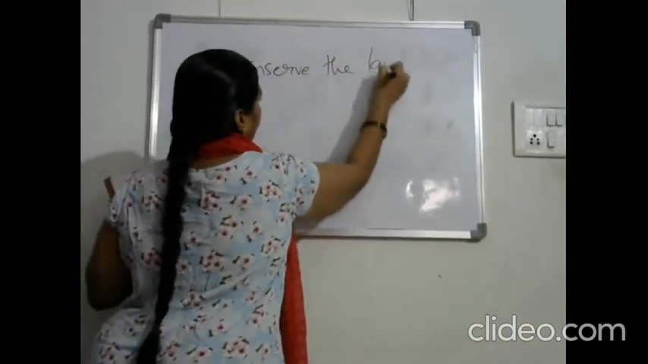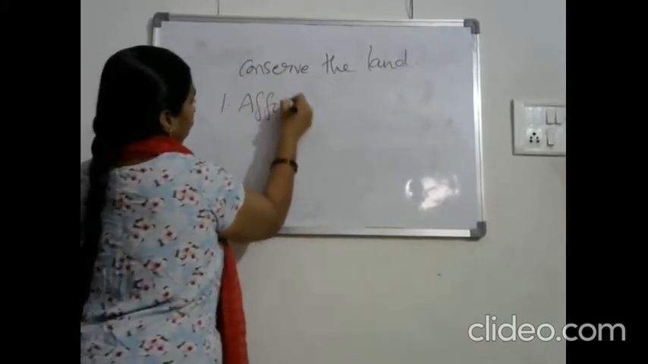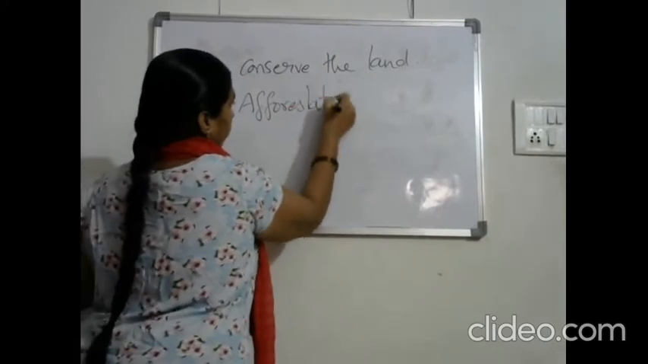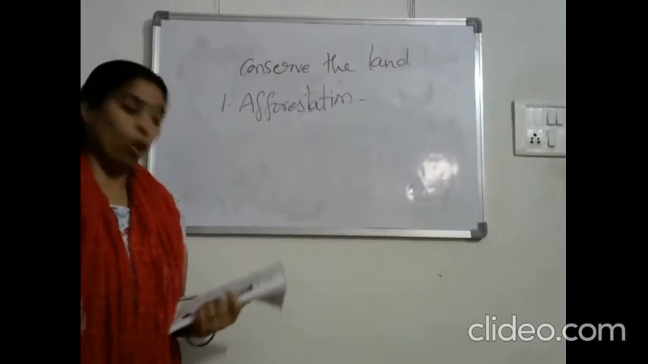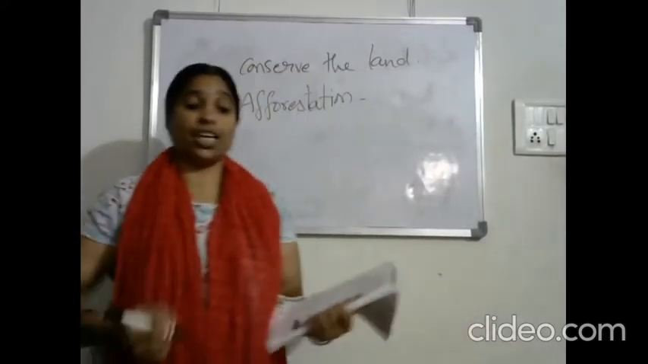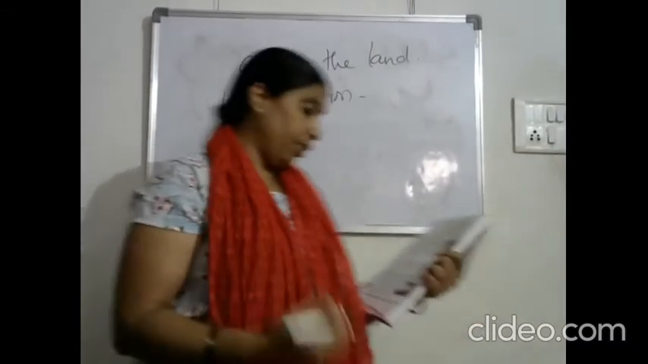Now how can we conserve the land? There are different ways. The first one is afforestation. What do you mean by afforestation? Afforestation is nothing but planting more and more trees. That is the reason our government has ordered us to plant a tree. Everyone should plant one tree.